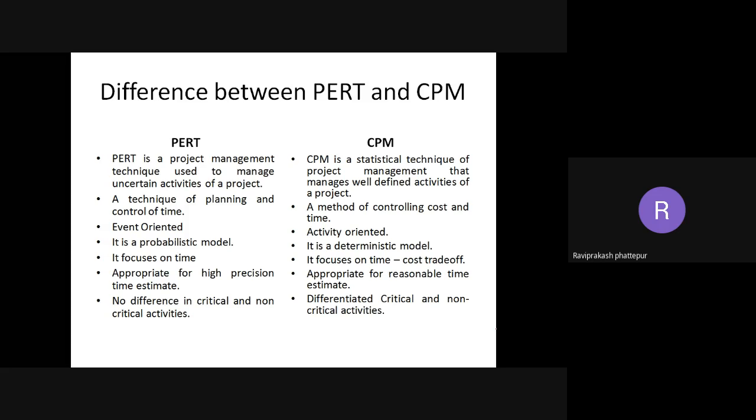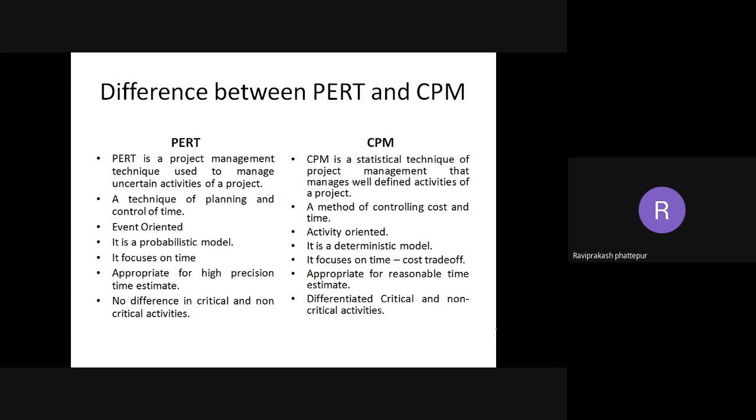What is event oriented? CPM is activity oriented. So we'll see what is an event and an activity and all. Okay, so event oriented and activity oriented. Then it is a probabilistic model. Okay, there is a probability, the possibility of happening. So again, in the problems we need to find out the probability of completion of a project within a certain time.